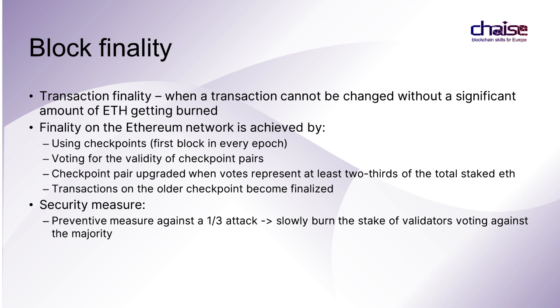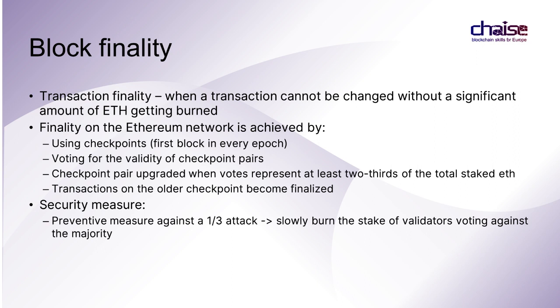Transaction finality is achieved when the transaction is part of a block that can't be changed without a significant amount of ETH getting burned, more than 1/3 of the entire staked ETH. On Ethereum, this is managed by using checkpoints. Checkpoints are the first blocks in every epoch. Validators vote for pairs of checkpoints, and when a pair represents 2/3 or more of the total staked ETH, the checkpoints are upgraded. The more recent one becomes justified, and the previous one becomes finalized.